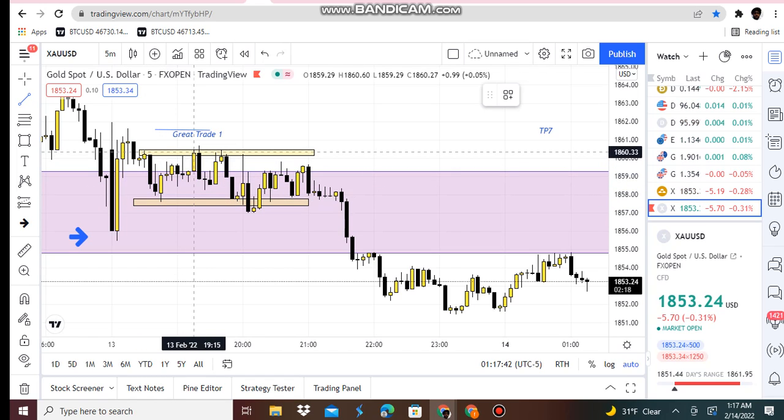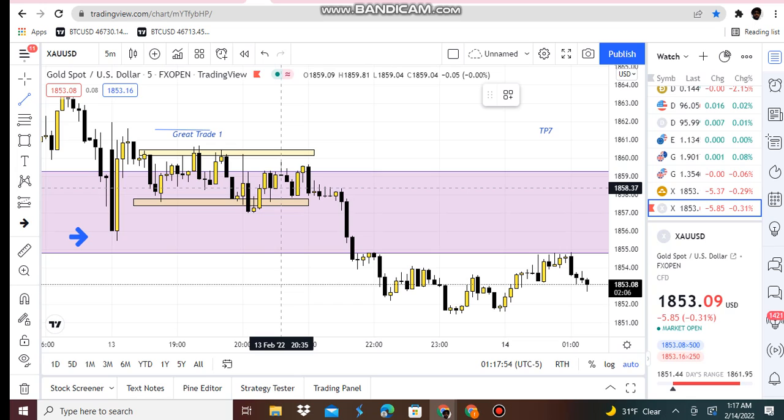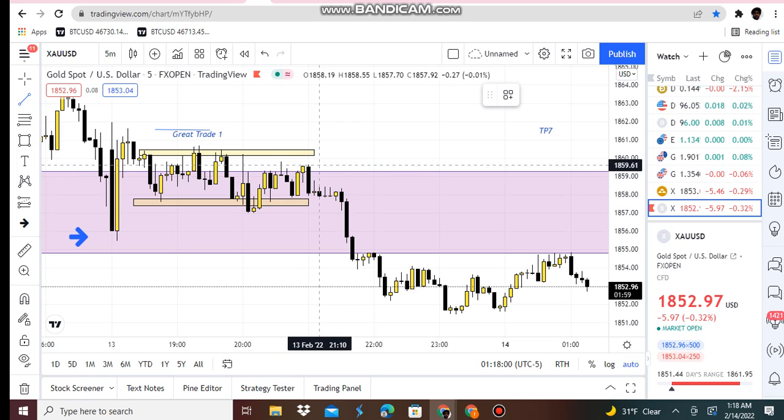1857. And it makes a lower high to 1860, makes a lower low to 1858, a lower high back to 1860, before making a lower low down to 1857. And then it makes a lower high to 1859 before making a lower low to 1857 before making a lower high to 1859. Wait for price to make a lower high.